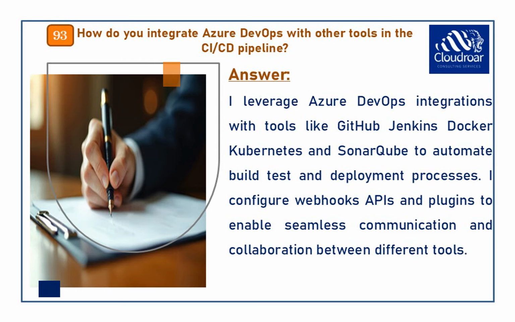Question 93. How do you integrate Azure DevOps with other tools in the CI/CD pipeline? I leverage Azure DevOps integrations with tools like GitHub, Jenkins, Docker, Kubernetes, and SonarQube to automate build, test, and deployment processes. I configure webhooks, APIs, and plugins to enable seamless communication and collaboration between different tools.